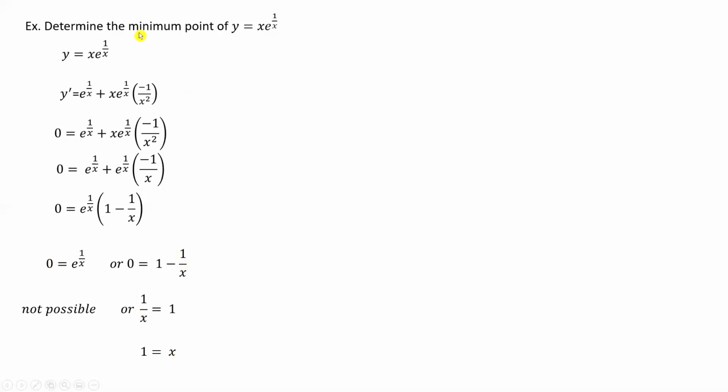Now, is it a minimum? We're going to draw ourselves a number line and put 1 down. A number to the right that would be easy to work with, I'd use infinity. 1 over infinity is nothing, and e to the 1 over infinity is going to give us 1, so that's positive.